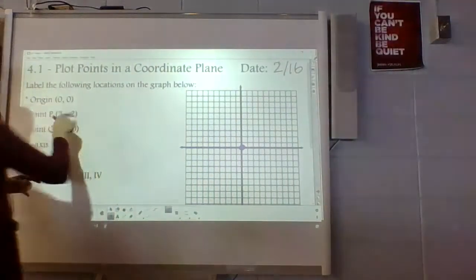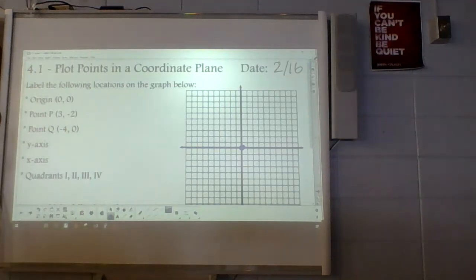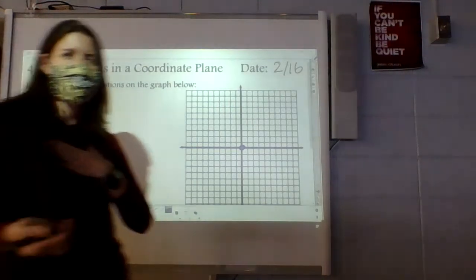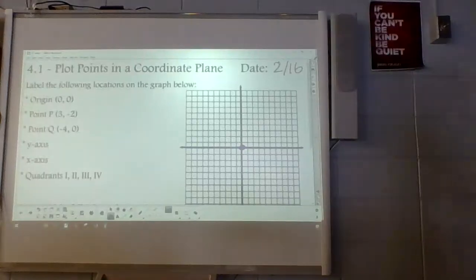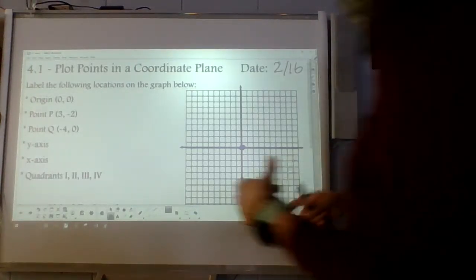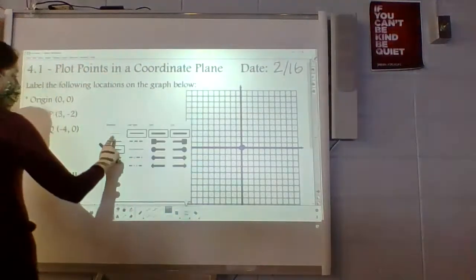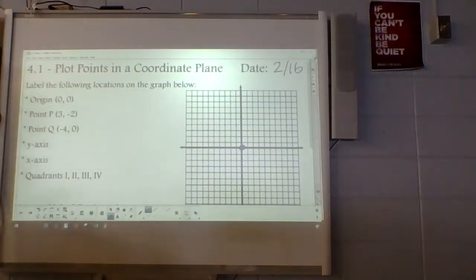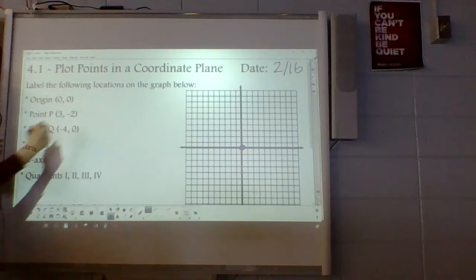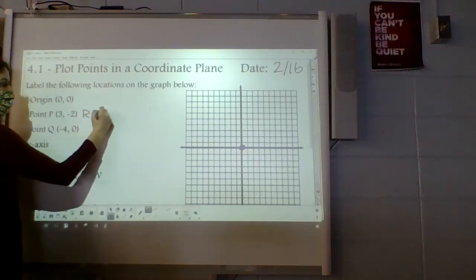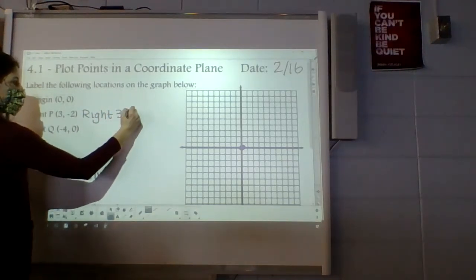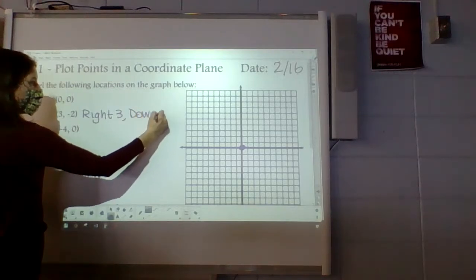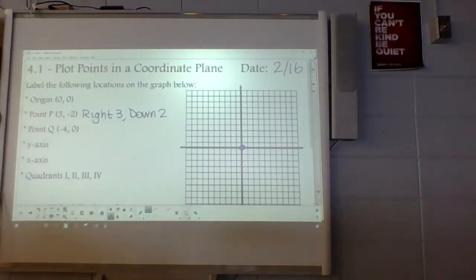Now point P, do you guys remember what the (3, -2) is telling us to do? Like what ways are we supposed to be going? Yeah, Reagan? You're supposed to go 3 over and then 2 down. 3 over which way? To the right, yep. So it's going to be right 3, down 2. So when we do this, it's left and right first, and then up or down.